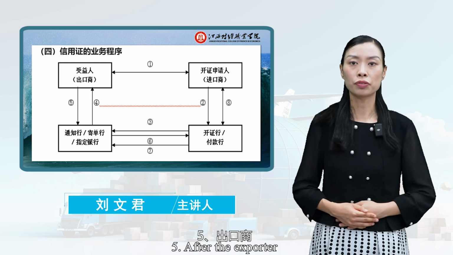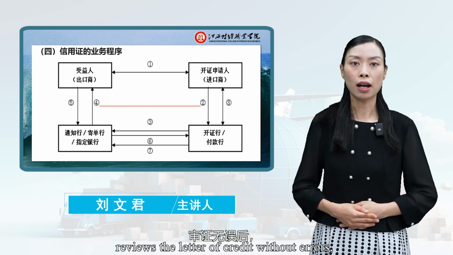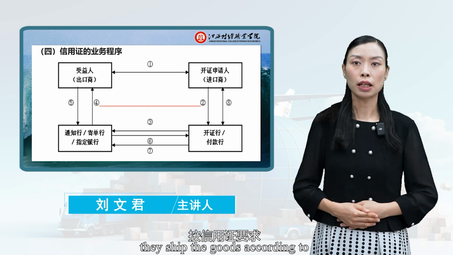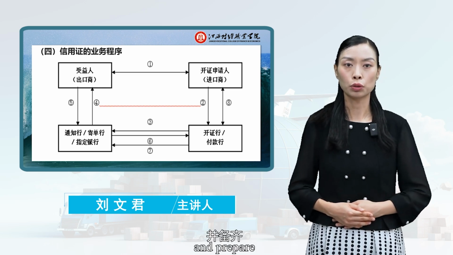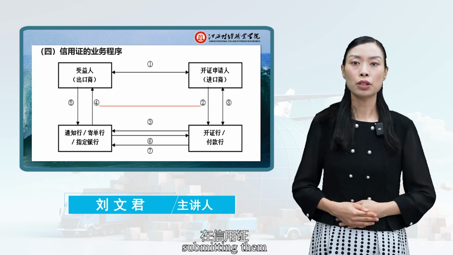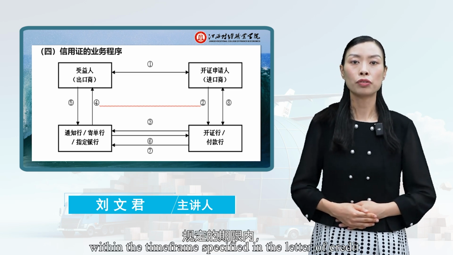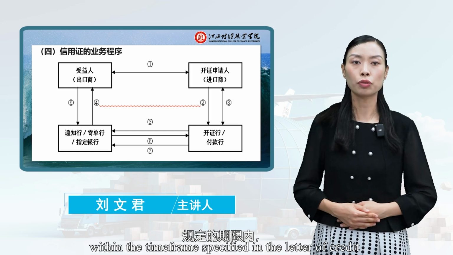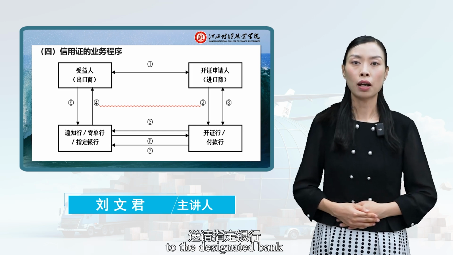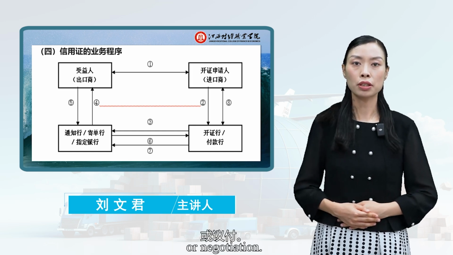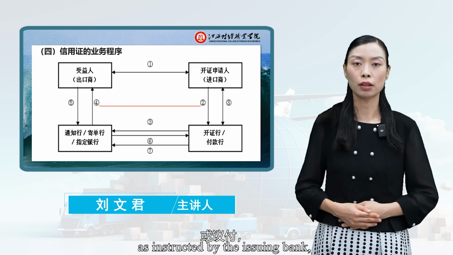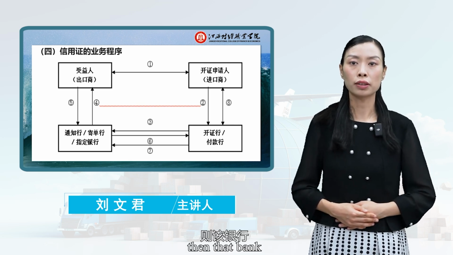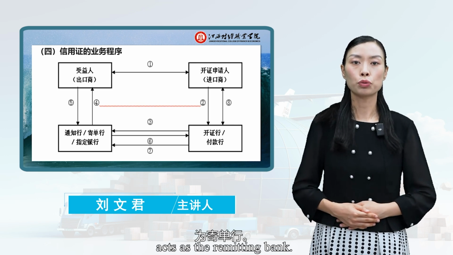Fifth, after the exporter reviews the letter of credit without errors, they ship the goods according to the requirements of the letter of credit and prepare the full set of documents, submitting them within the time frame specified in the letter of credit to the designated bank for honor or negotiation. If the designated bank does not handle the honor or negotiation as instructed by the issuing bank, then that bank acts as a remitting bank.